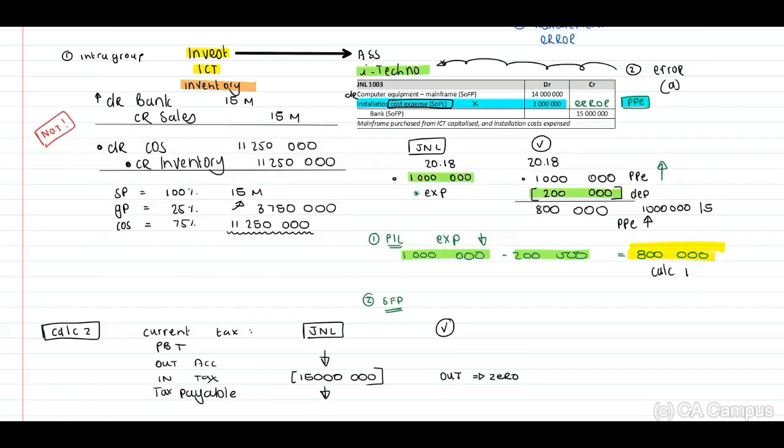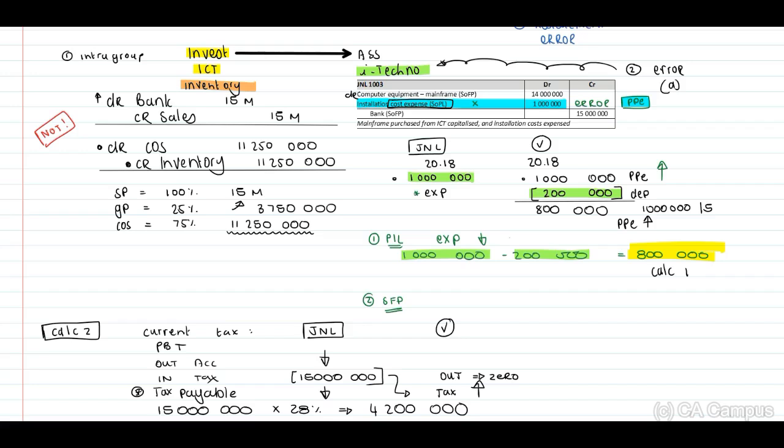Therefore, if we now need to correct this, our tax payable has decreased. And if we need to correct this, our tax payable should now increase. With how much? This 15 million times 28%. Now this is your tax payable portion only, guys. Right. And this will be 4.2 million.